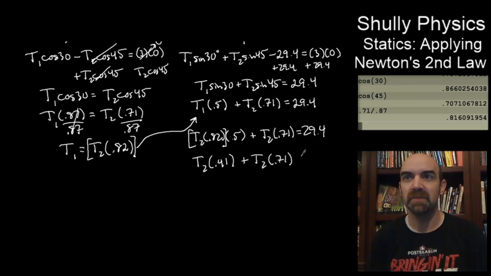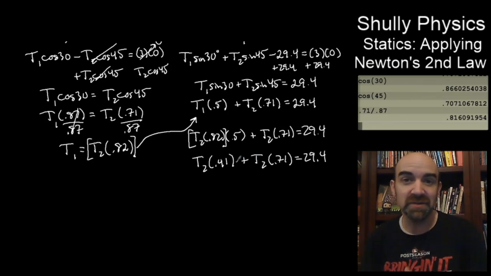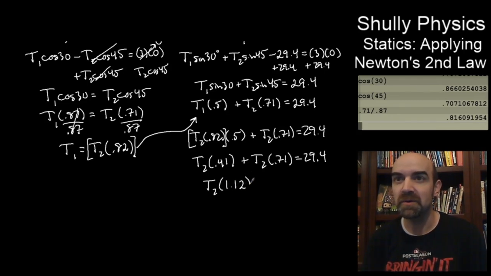Let's write everything out so it's clear. I don't like to make mistakes. And just like 2x plus 3x is 5x, if we add these two together, we're just going to add their coefficients. 0.41 plus 0.71 is the same thing as T2 times 1.12. I believe that is. Yeah, 0.7 plus 0.4 is 1.1, and we've got that extra one there. Okay, so that should be it.